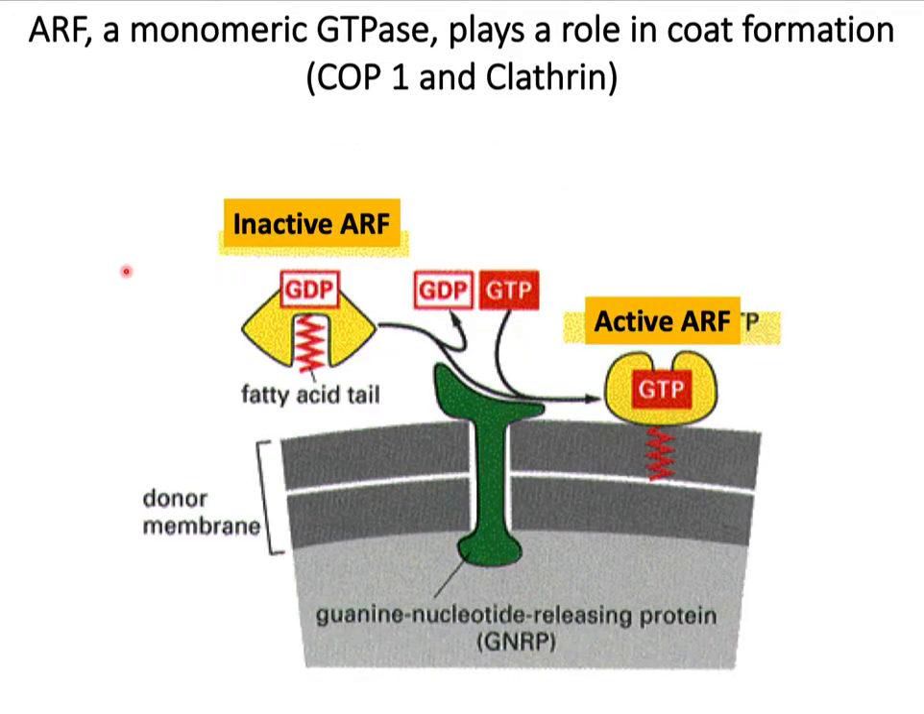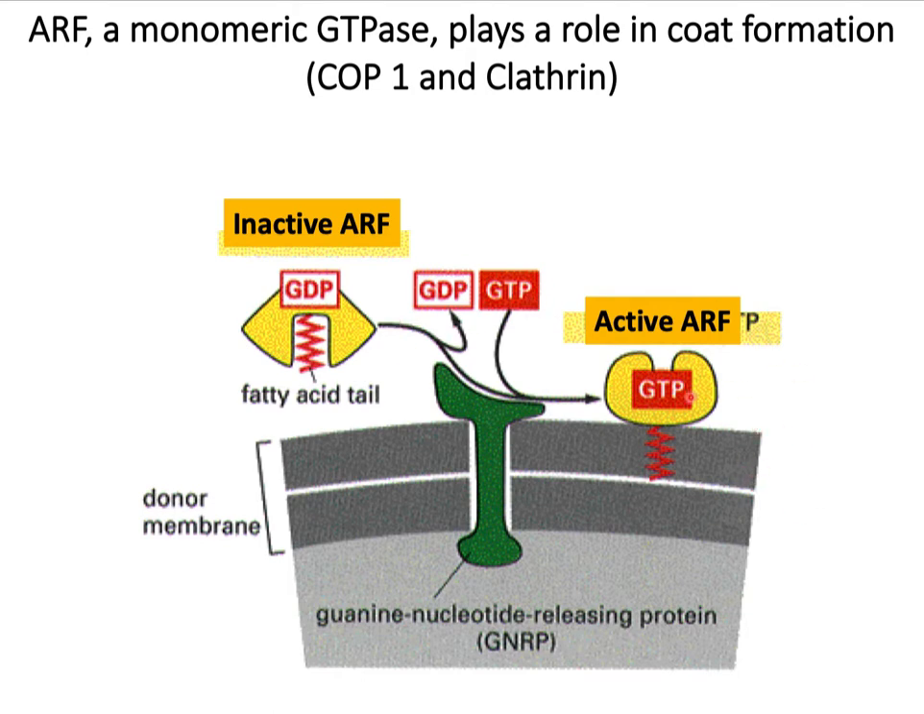ARF functions in exactly the same way, but it does so for the COP1 coats and the clathrin coats. When it's bound to GDP, it is inactive. It actually has a fatty acid tail that is buried in an inactive state. When it encounters guanine nucleotide releasing factor, or GNRP, guanine exchange factor, GEF, everything is the same, shown in green, it becomes activated because it is now bound to GTP. GDP is exchanged for GTP.